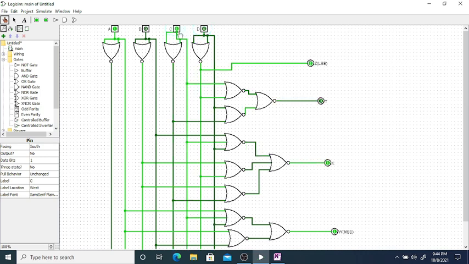We can even check for 10. 10 it will give us 13. 11 it will give us 14. And next 12 it will give us 15.